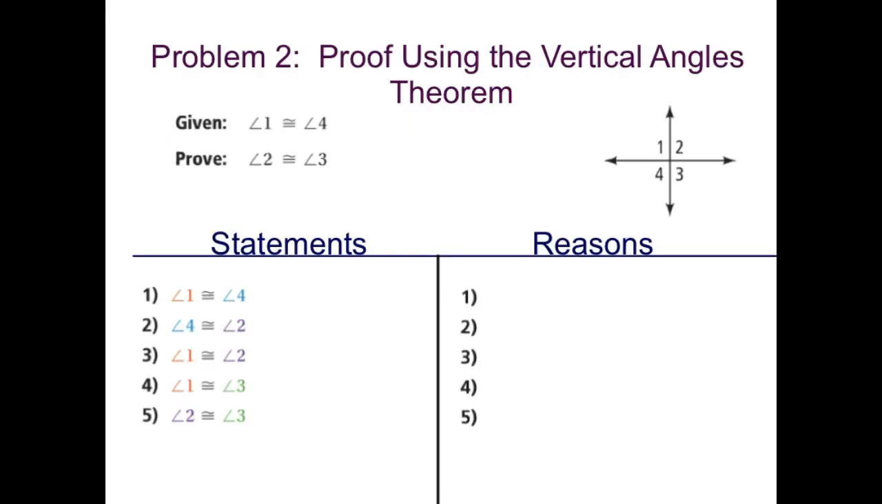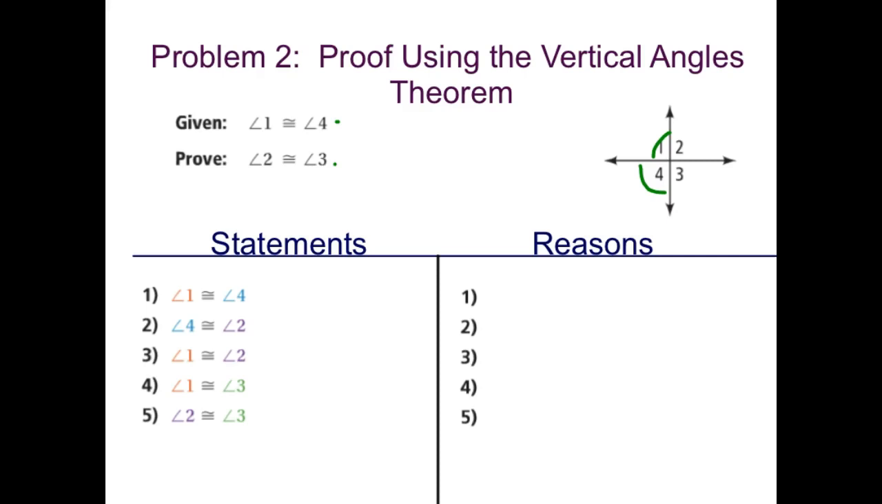Alright, so we're going to prove some other theorems that are kind of useful. It says, prove using the vertical angle theorems. We are given angle 1 and 4 are congruent. Now, if that's not marked in my diagram, I'm typically going to go mark it. Angle 1 and 4 are congruent. 2 and 3 are congruent. That's our goal. So you can see they gave us the statements.